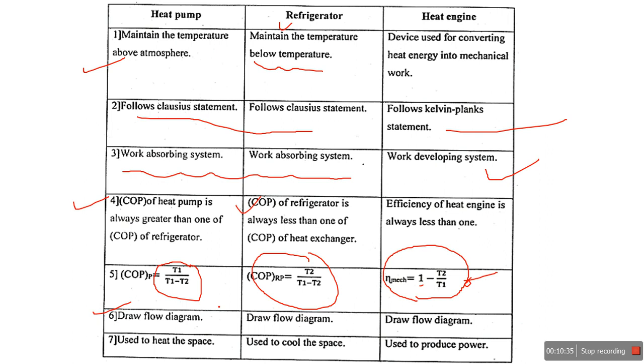If we draw the diagrams as discussed, the heat pump is used to heat the space, the refrigerator is used to cool the space, and the heat engine is used to produce power. This is the basic difference.